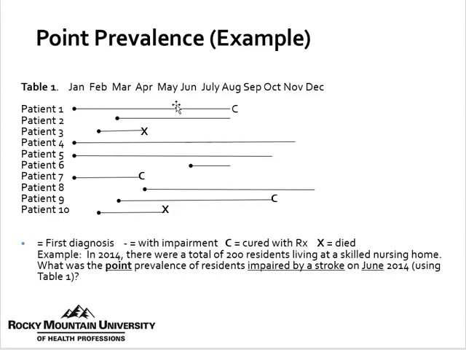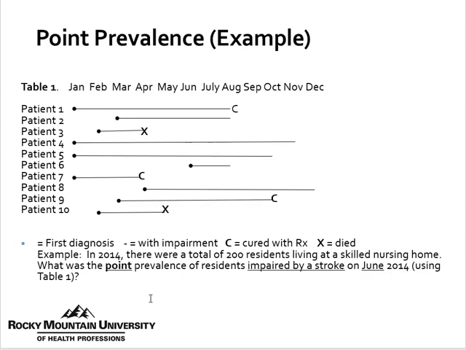These 10 people here have had a stroke, and it highlights when they were first diagnosed. We see a line that illustrates if they have an impairment. We see a C representing being cured with treatment. Now, is there a cure for stroke? I'm not trying to suggest that there is, but for the purposes of our example, let's go with it. And then X represents if an individual has passed away.